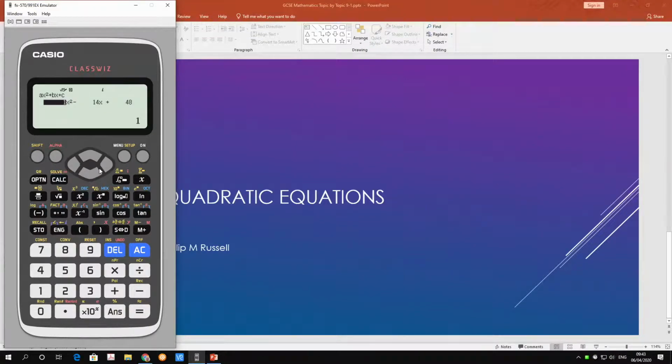So let's put in my 1. My next number is going to be, all right, let's try it again. We're going to put in the 1 equals, my next number is a minus 3. And my last number is going to be an 8.